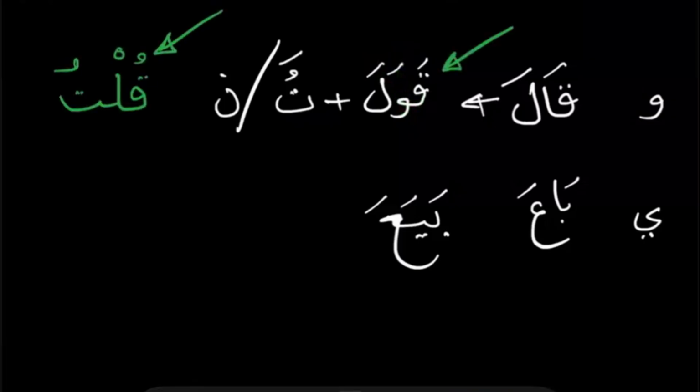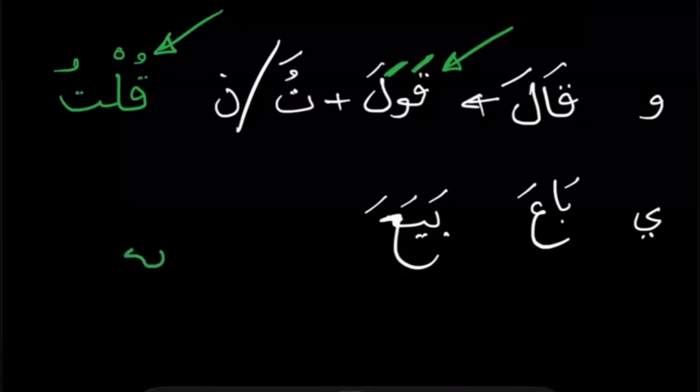Where does the dhamma come from? Here's our wazn, qawala. Where does the dhamma come from in qultu? Why don't we just say qaltu? There was a fatha there on the qaf, and there was a fatha on the waw. There's no dhamma here. And likewise, you're going to say bi'tu. So where does the kasra come from here? In bi'tu, the origin is baya'a.